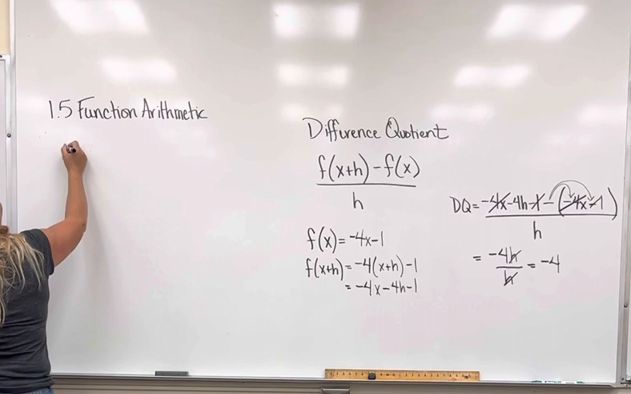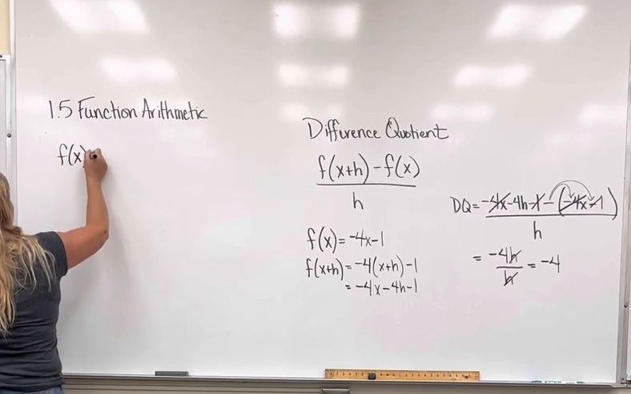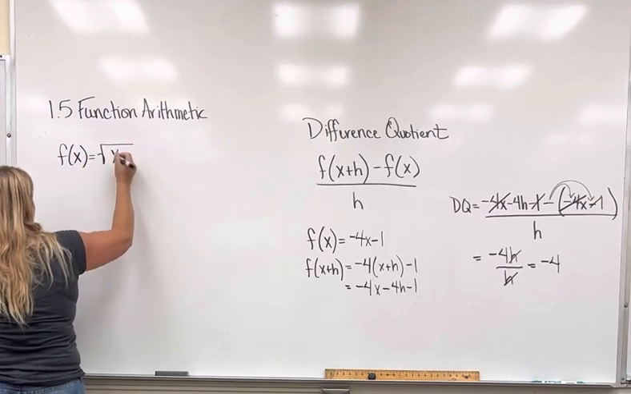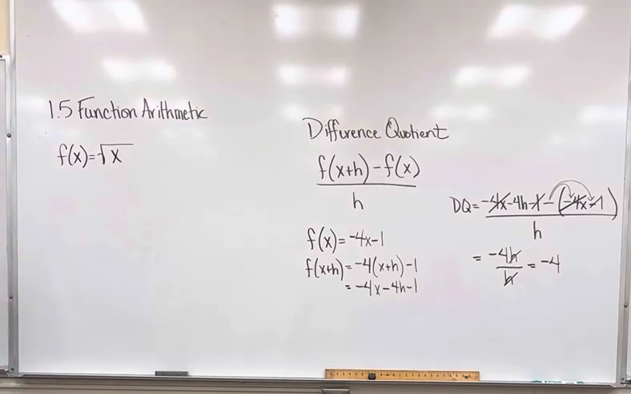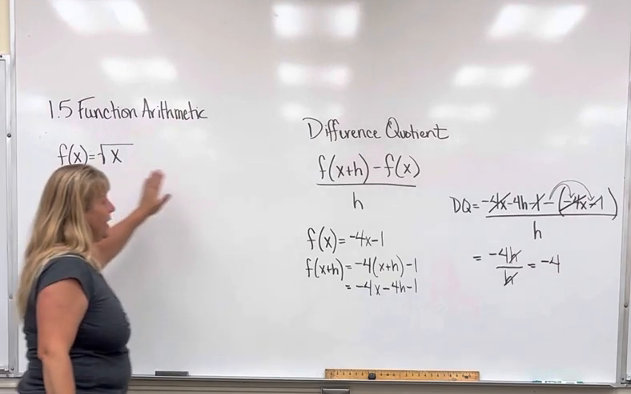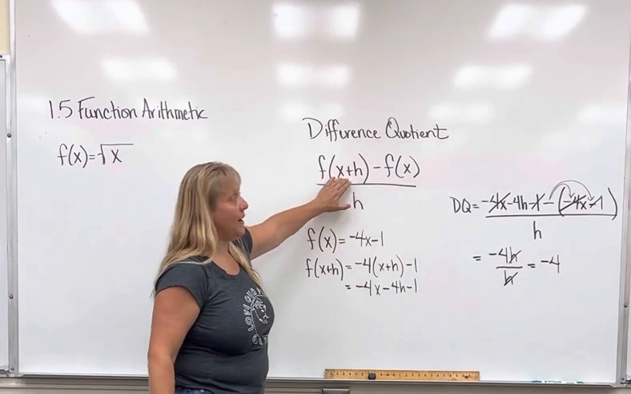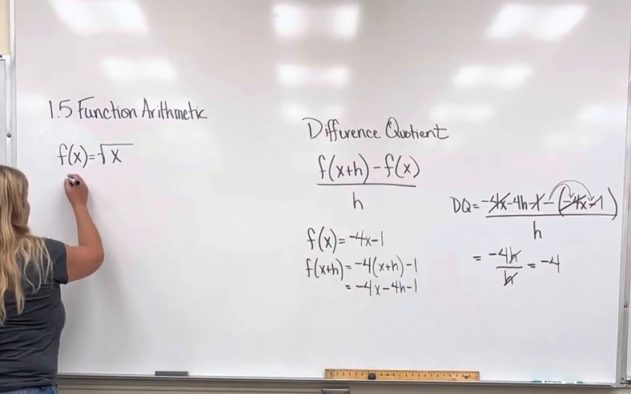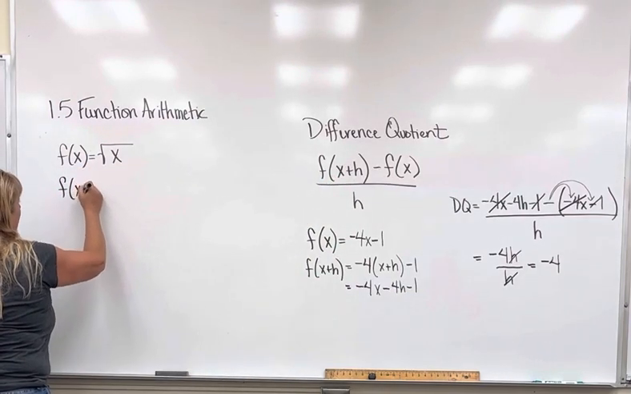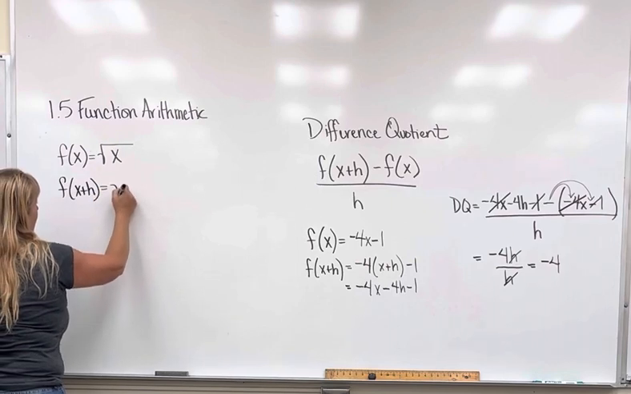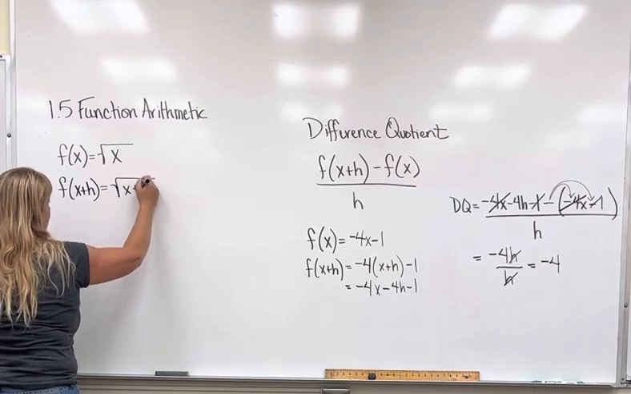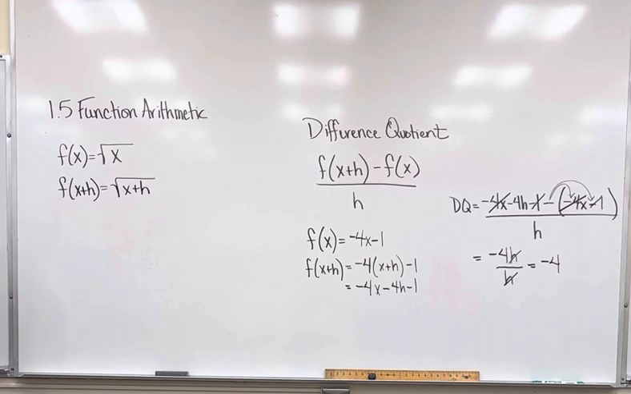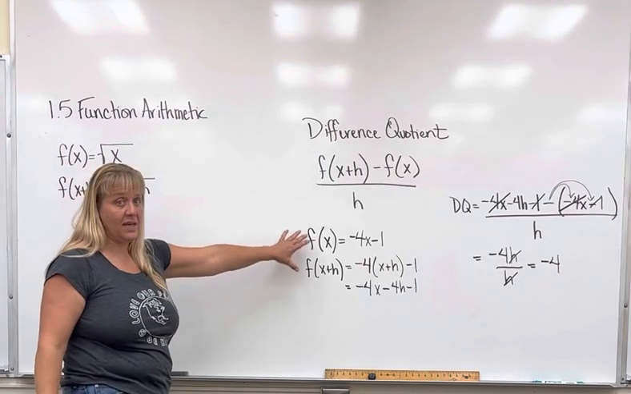Let's say that I told you that f of x was equal to the square root of x. Okay, I want you to find the difference quotient. So we already have the f of x, and we need to find the f of x plus h. Now at first this doesn't look so bad. We're just gonna plug x plus h underneath the square root. There isn't any simplifying we can do, so it's actually looking better than this.